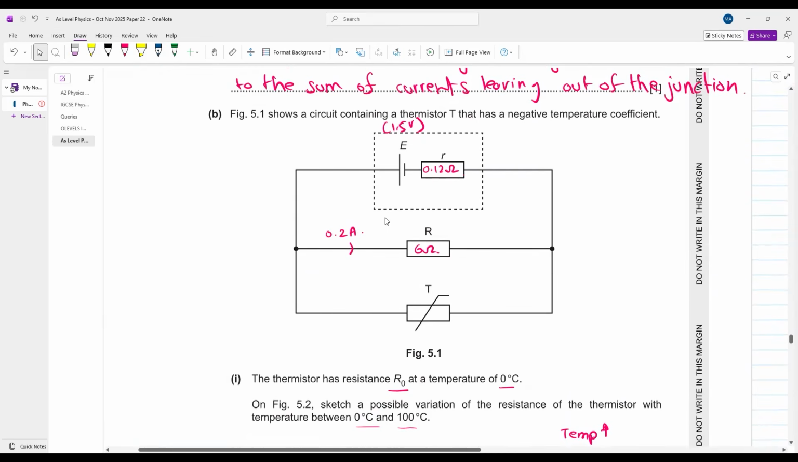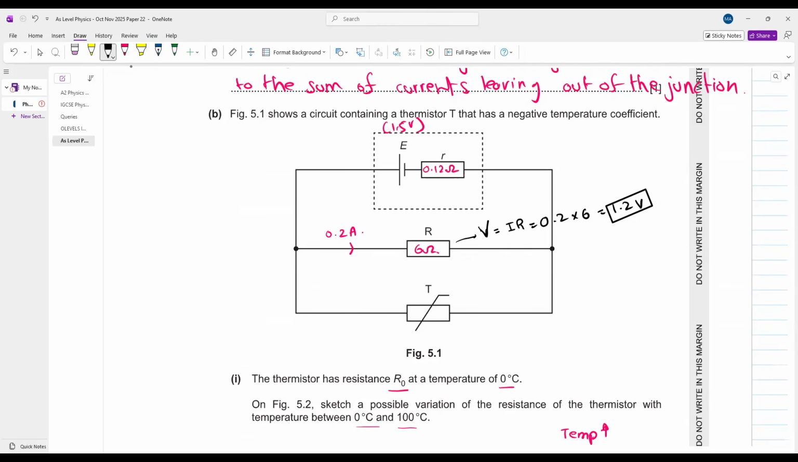First of all, can you calculate the voltage consumed by this resistor? Can you calculate the terminal potential difference for that matter? Yes. Current into resistance. What is the value of current? 0.2. What is the value of resistance? 6. This comes out to be 1.2 volts as your terminal potential difference.